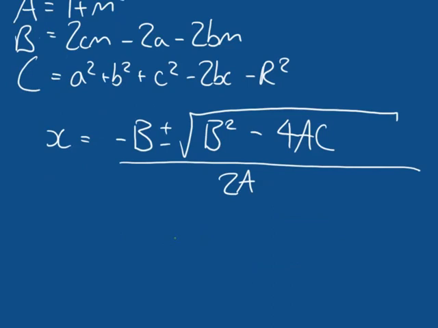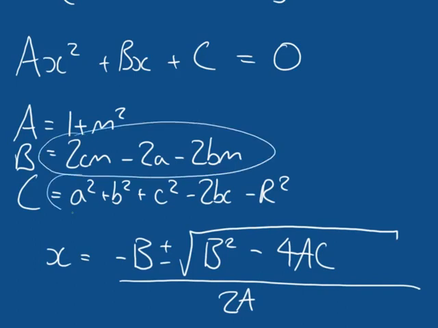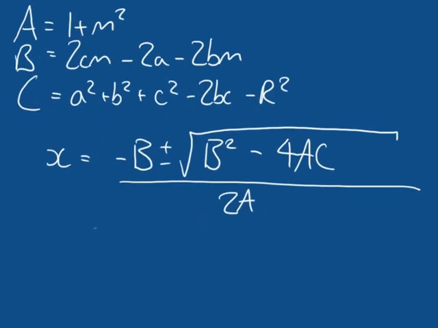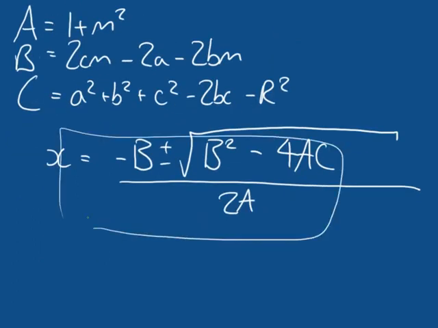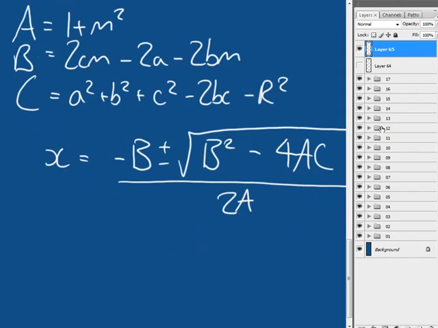Now again, this is quite a lengthy formula. A is nice and simple to calculate, 1 plus m squared, but B and C require quite a number of computations to calculate that value before we can even insert them into our quadratic formula. But let's test our formula with some examples and see if it is indeed working correctly. So I'm going to bring up a new whiteboard.